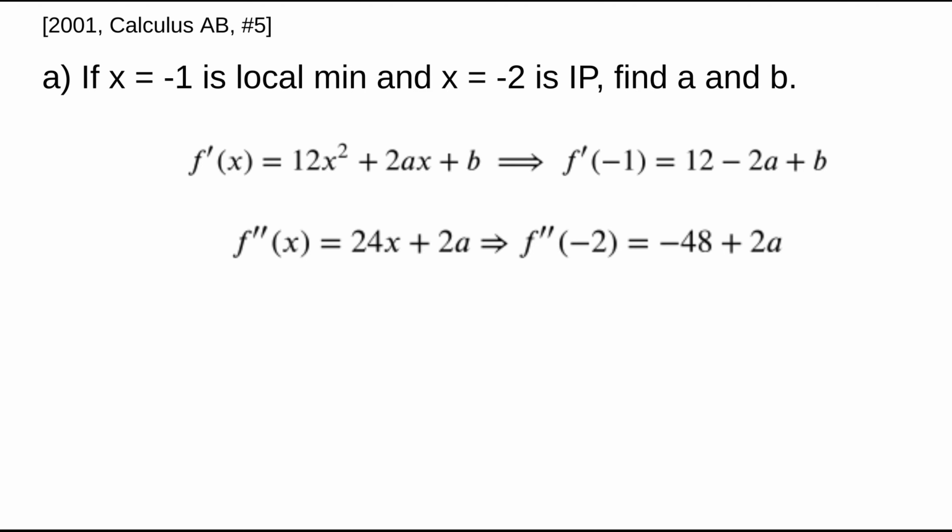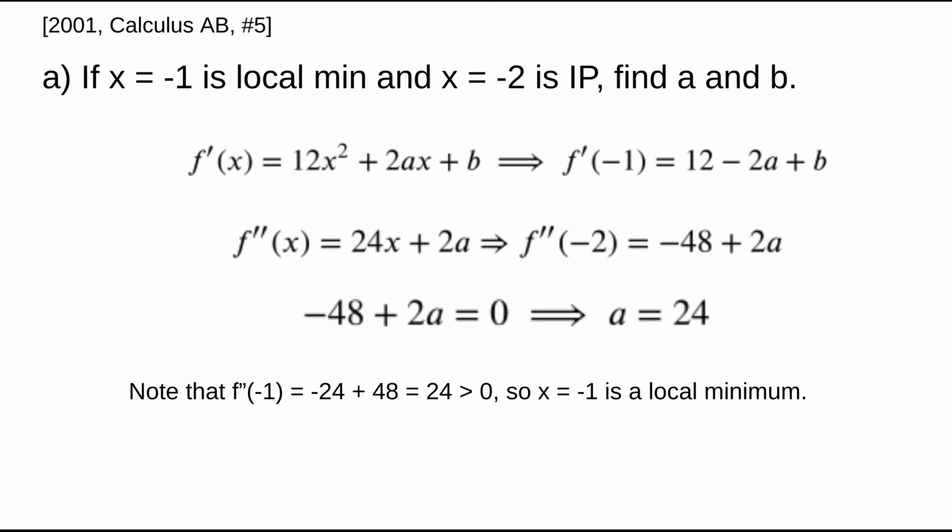Now, because -2 is an inflection point, and f is a polynomial function, the second derivative should be exactly equal to 0 at -2. So if we set up the equation, -48 plus 2a equals 0, that's a pretty easy equation to solve. We get a equals 24. However, that only gets us a. Now we have to go back and use the fact that a is 24 in our expression for f prime of -1, because that needs to be a local minimum, so there are certain things that have to be true about that.